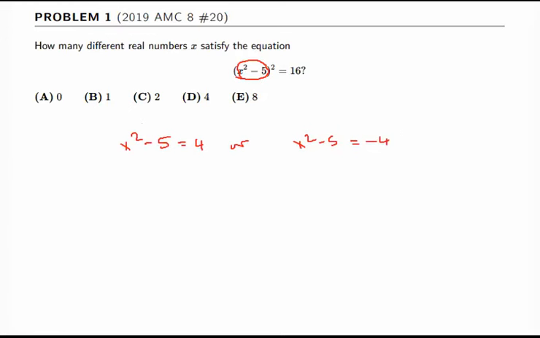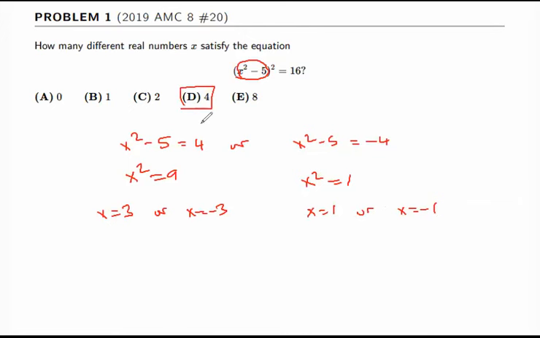So let's see. Some people may have something. I guess that looks good. You may try to add 5 to both sides. If you add 5 to both sides in this equation, you will get x squared equals 9. And if you add 5 to both sides here, you get x squared equals 1. The square of something is 9, so x could be 3 or -3. If you square x to get 1, x could be 1 or -1.